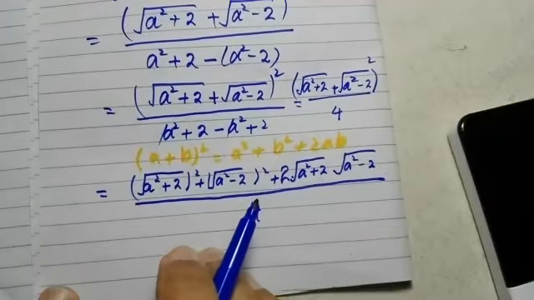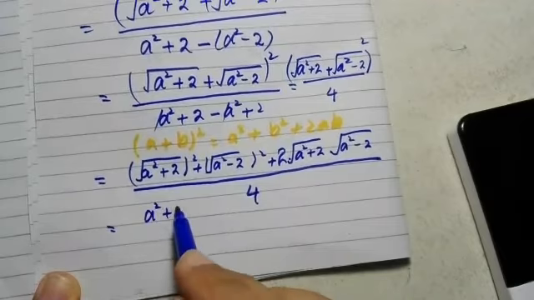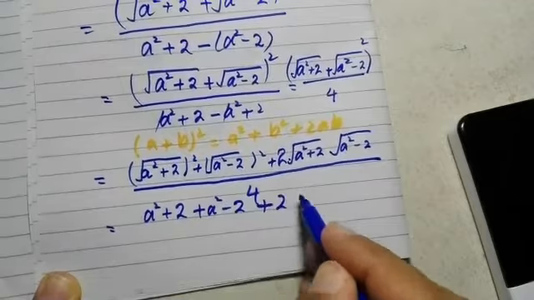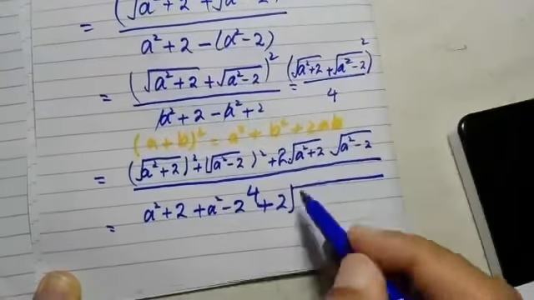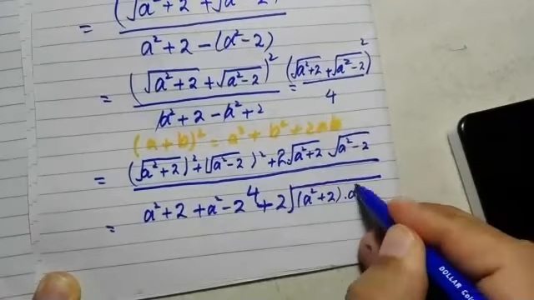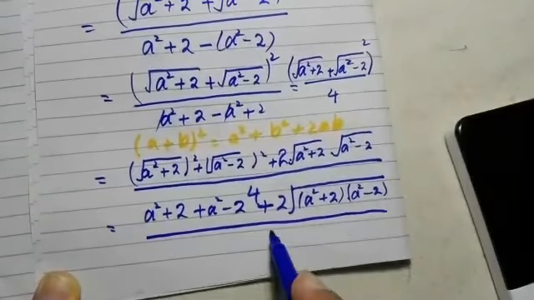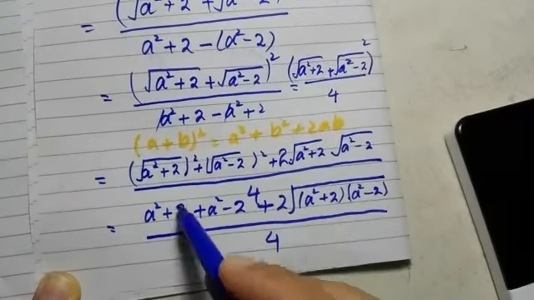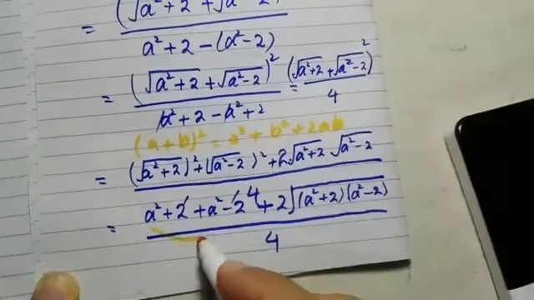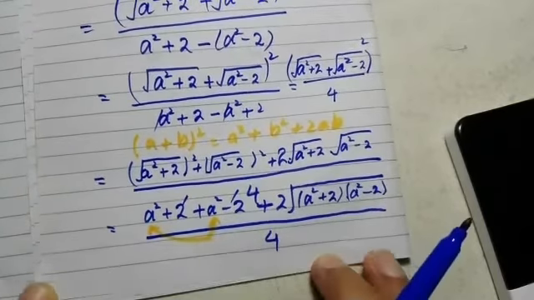Now once again you will see that square and square root will be cancelled. We will get a square plus 2 plus a square minus 2, and plus 2 times a single radical, because radicals are being multiplied, you can put both of these terms under a single radical sign. The whole term will be divided by 4, and this 2 will be cancelled. We will get a square plus a square, which becomes 2 times a square.